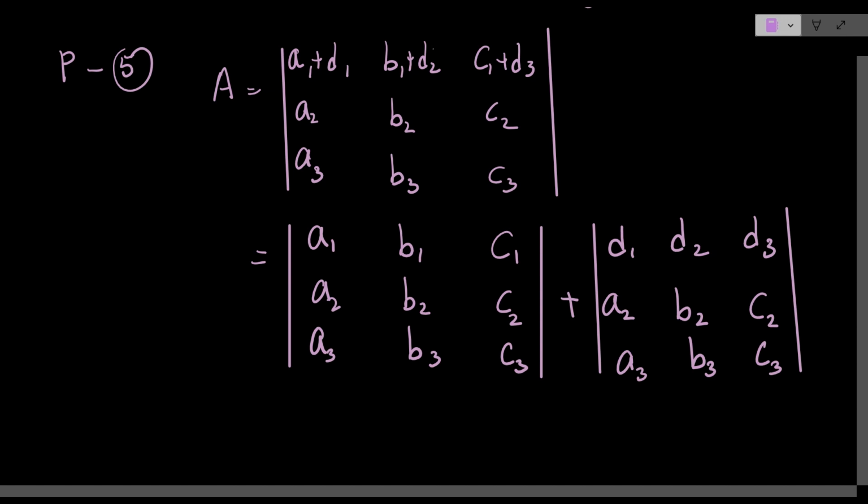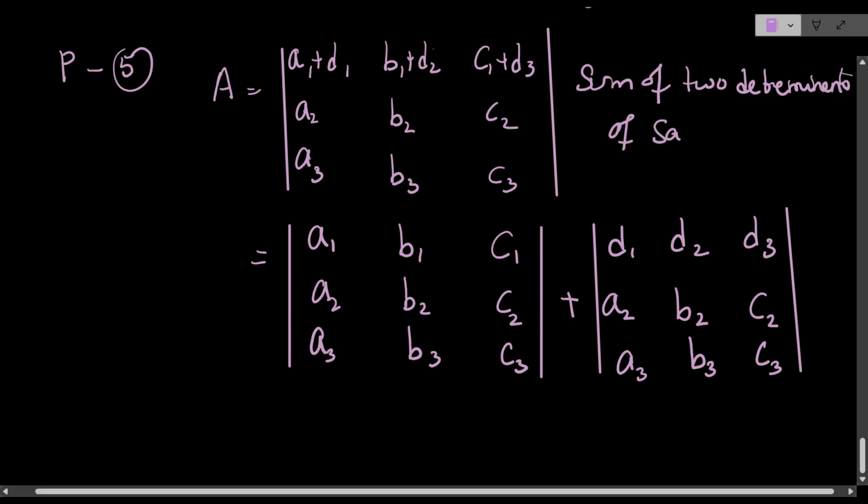If we add different numbers to the elements of any row or any column of a determinant, we can express it as the sum of two determinants of the same order. Sum of two determinants of the same order. The order must be the same. This is about property 5. Did you understand, students?